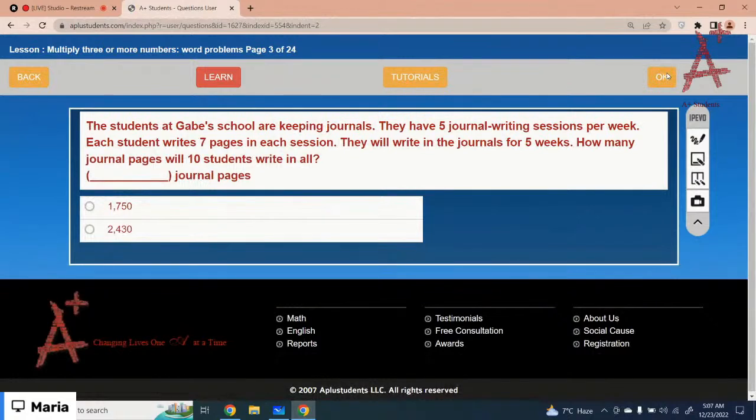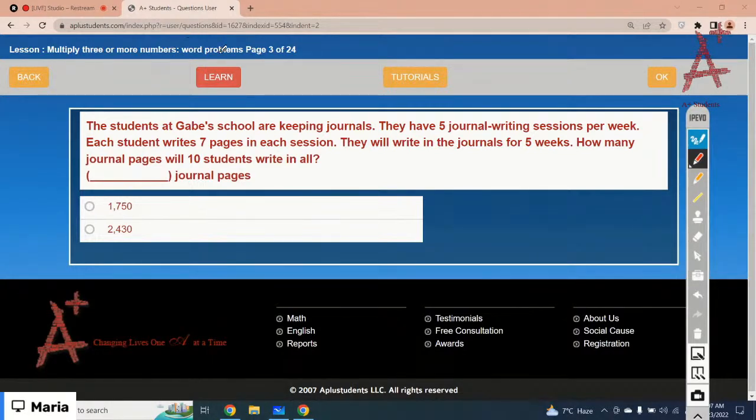Okay, the next one is students at Gabe's school are keeping journals. They have 5 journal writing sessions per week. Each student writes 7 pages in each session. They will write in the journal for 5 weeks. How many journal pages will 10 students write in all? Got it. So basically, you have to multiply all the numbers. The numbers are 5 journal writing sessions times they write 7 pages in each session. They will write in the journal for 5 weeks. And how many journal pages will 10 students write? So the total students are 10.